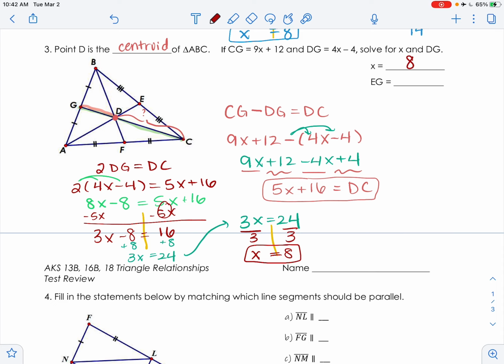Now I want to find EG. EG is not what I want to find. That's incorrect. It should say DG. DG is this piece right here, and we know it is represented by this equation. So 4x minus 4. I'm going to take 4x minus 4, but now I know what x is. So I'm going to plug in 8 for x. So 4 times 8 minus 4. 4 times 8 is 32. Bring down the minus 4. 32 minus 4 is 28. So DG is 28.